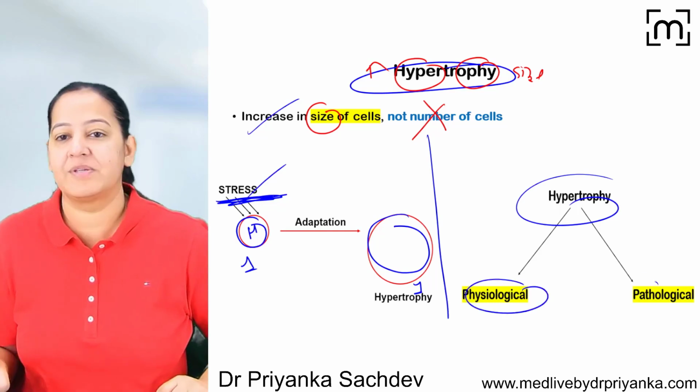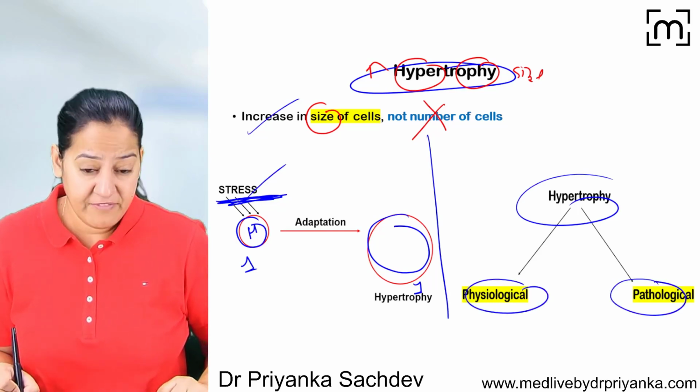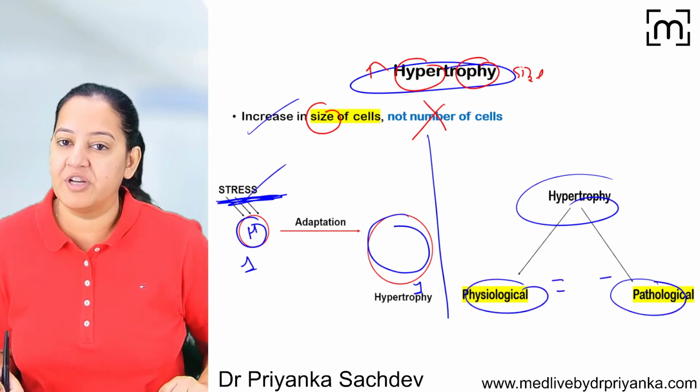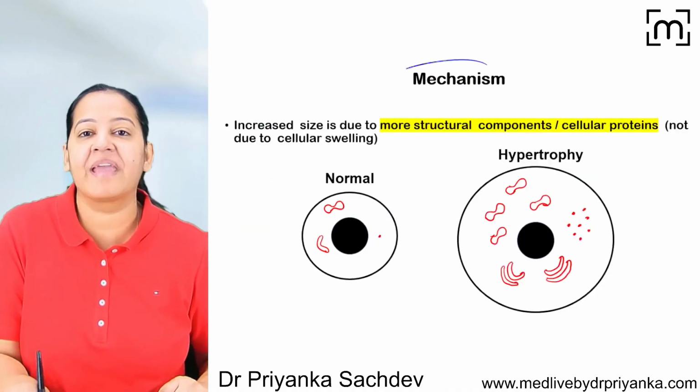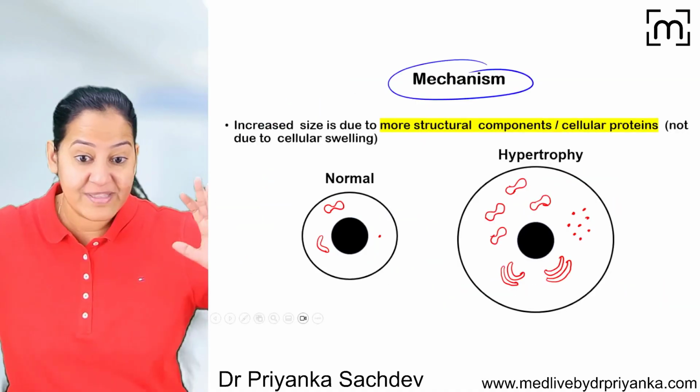The 2 types here also are physiological and pathological. In physiological, tell me 2 examples. In pathological, tell me 2 examples. Okay. Before that, tell me the mechanism. What's the mechanism? Why is the cell increasing in size?